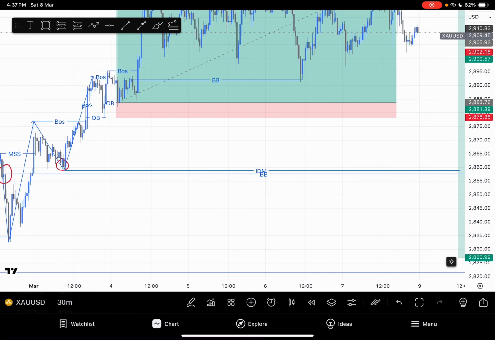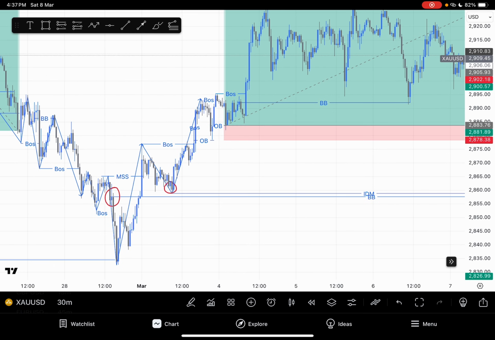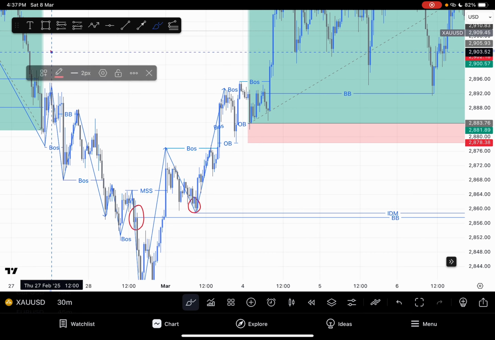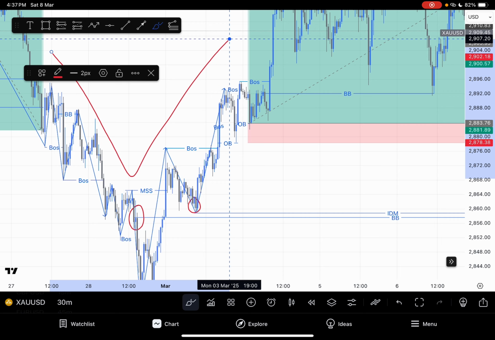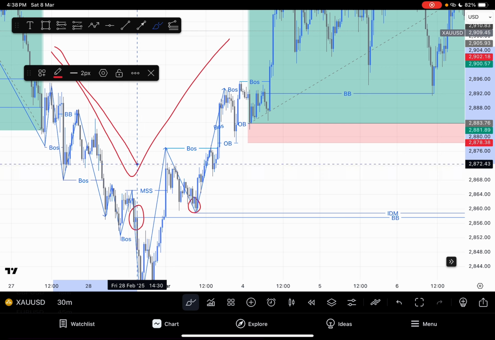Then I mark the breaker block, which is unmitigated. I mark it out at that point. So now price created the first breaker structure. Now see price has changed from this downtrend to an uptrend. So now if on the first week we are on a downtrend, then on the next week you saw a market structure shift.